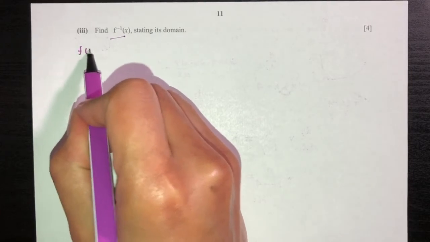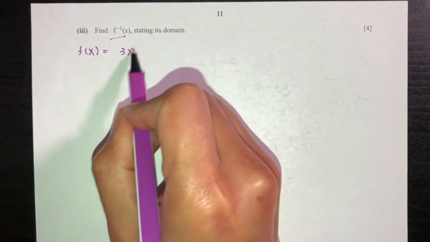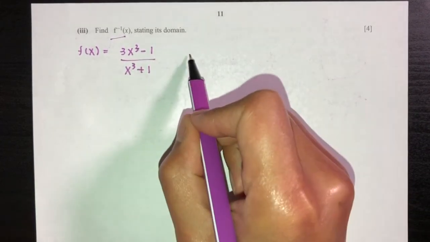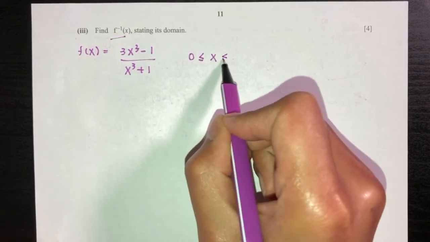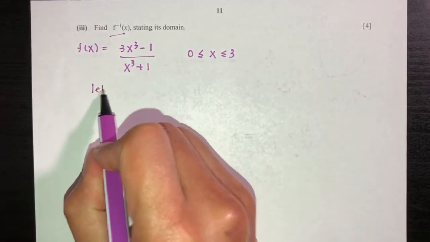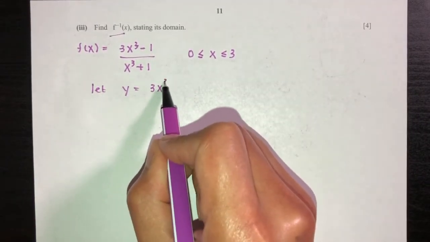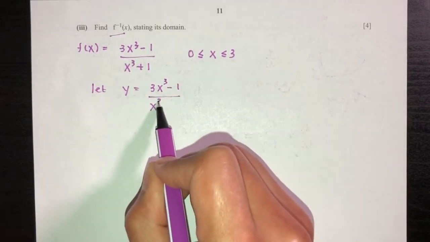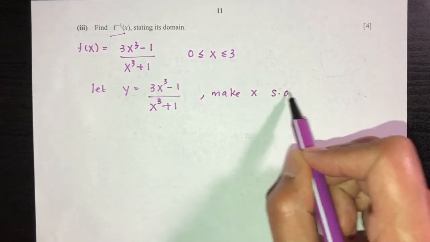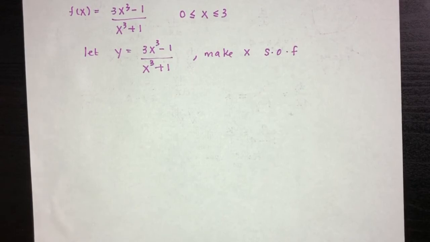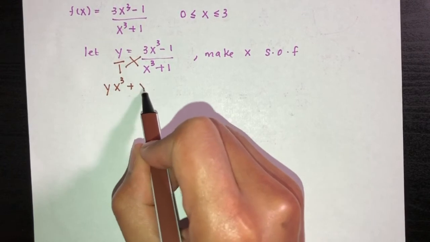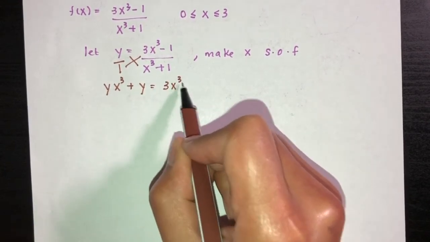As you know, f of x has been given to you as 3x cubed minus 1 over x cubed plus 1, for the domain of x between 0 and 3, including 0 and 3. Now, to find the inverse, we let y equal 3x cubed minus 1 over x cubed plus 1. So now we have to make x the subject of the formula. First step, we cross multiply. You will have yx cubed plus y equal to 3x cubed minus 1.